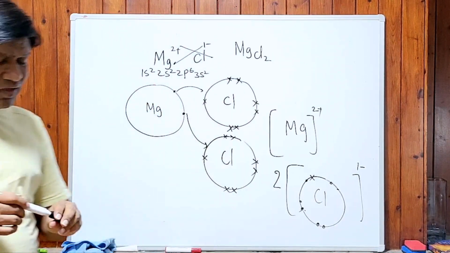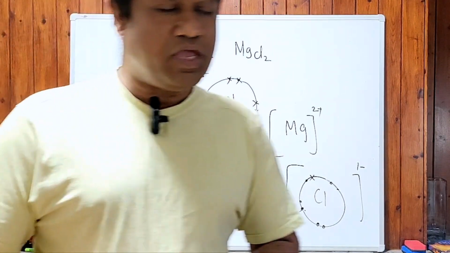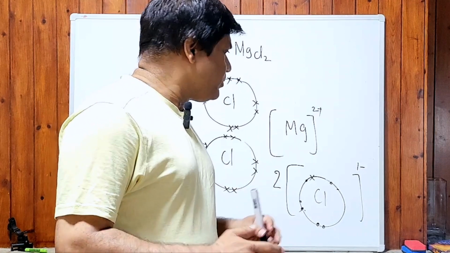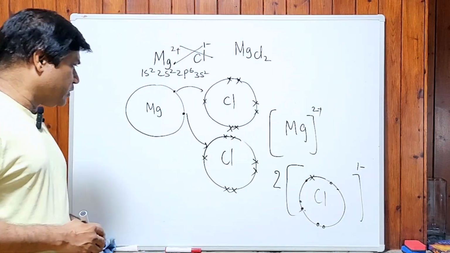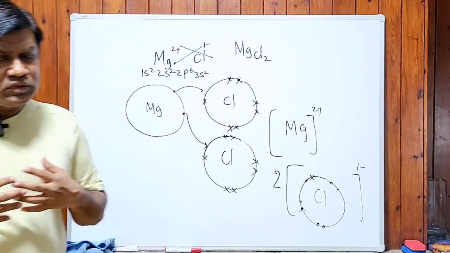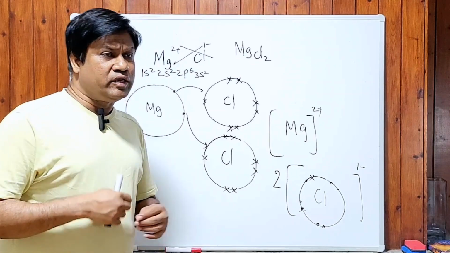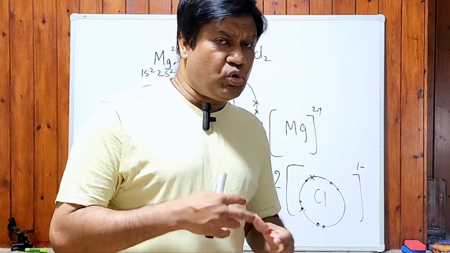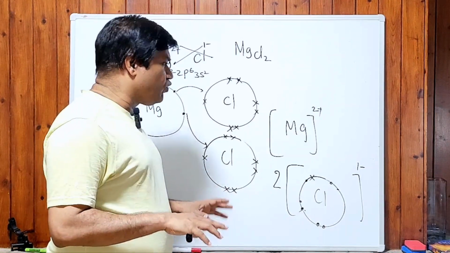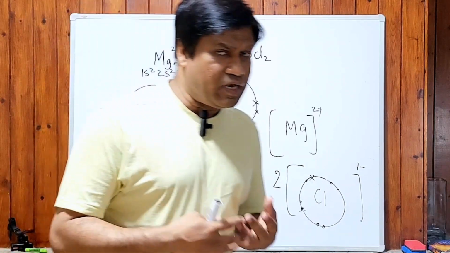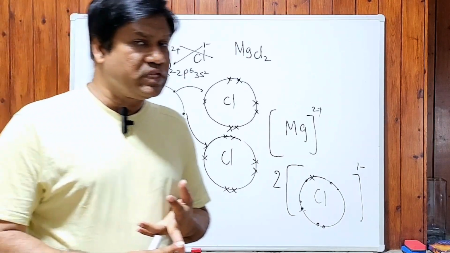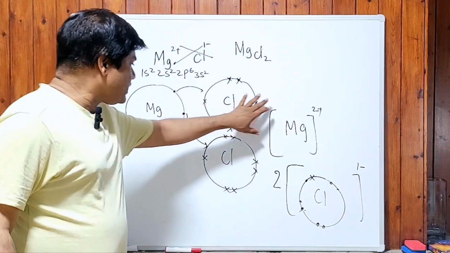This is the easy way of drawing a dot and cross structure of any ionic bond from a metal and a non-metal. We know that an ionic bond is formed between a metal and a non-metal. I keep on repeating my words so that you catch all of them. It is a kind of revision. So what is meant by the term ionic bond? It is an electrostatic force of attraction between 2 oppositely charged ions, which are a cation and an anion.